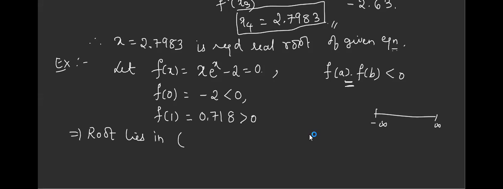See, when you say that f of a into f of b is less than 0, we say that the root lies in (a, b). Now here f of 0 into f of 1 is less than 0, so it lies in (0, 1). Now, suppose you are dealing with regular falsi, this is my x0 and this is my x1. Did you recall?